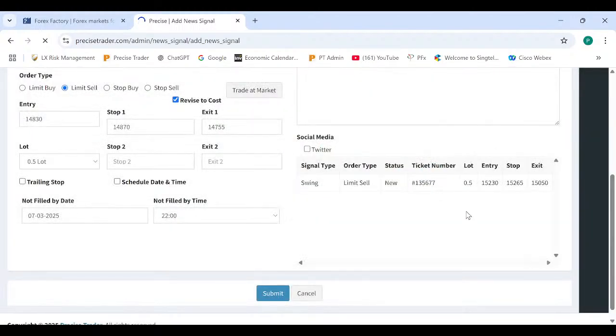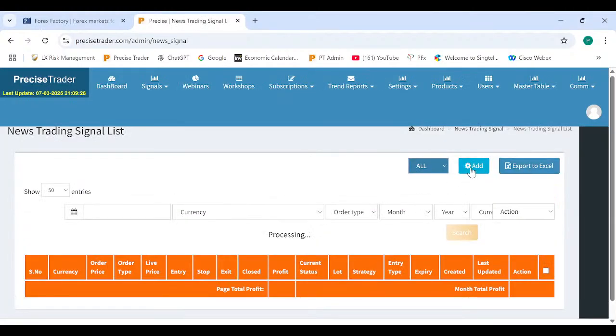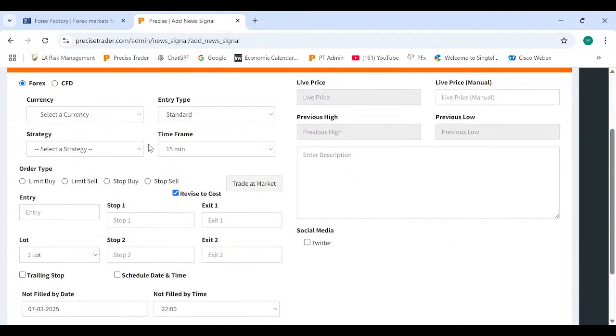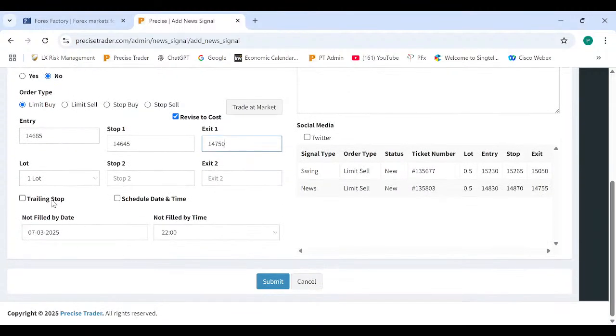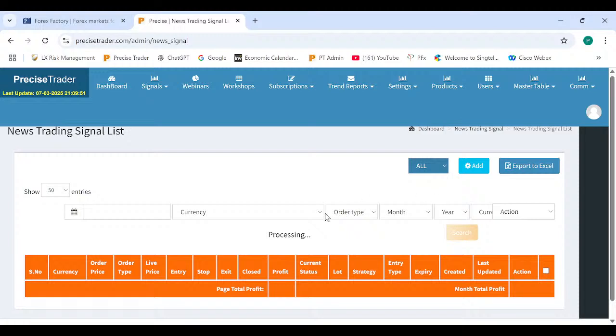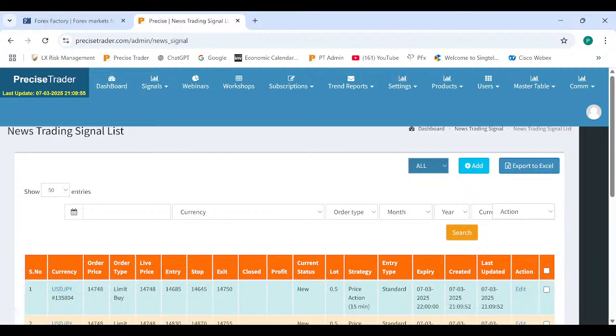Then buying level, we would go for buying at 146.85, 145 and 147.50. Okay, the one we will just adjust the levels and lot size later. Okay, so this is for the dollar yen.